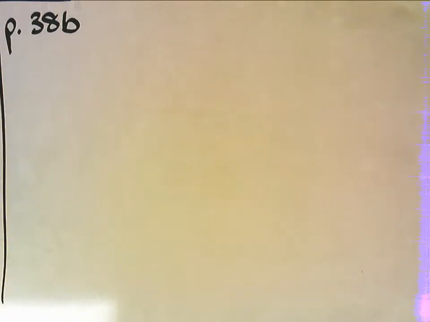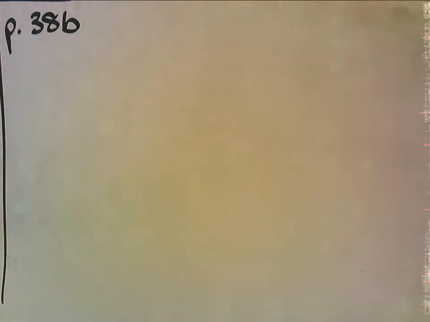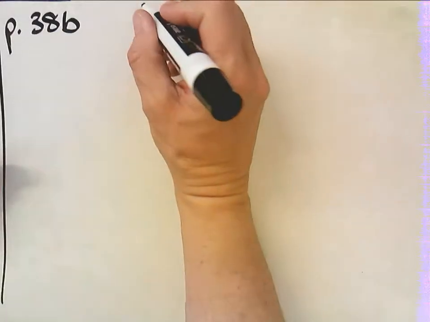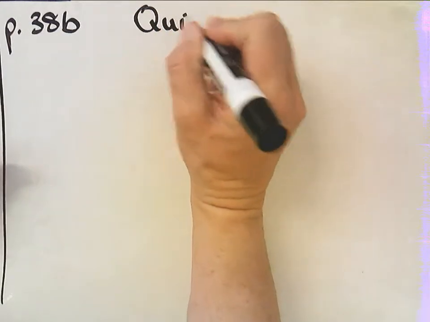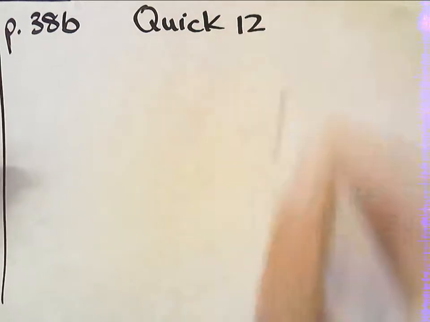Okay, if you turn to page 38B, I'm going to go over a practice quick 6. And it says before quiz 3F, but instead of having quiz 3F, we're going to have a quick 12. So this is a review before the quick 12.